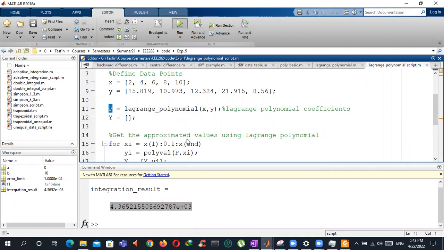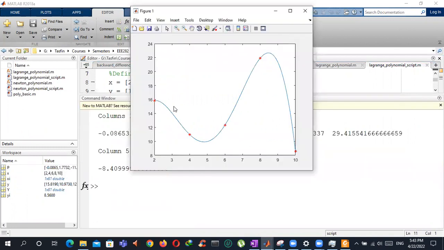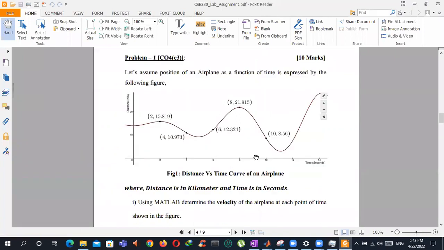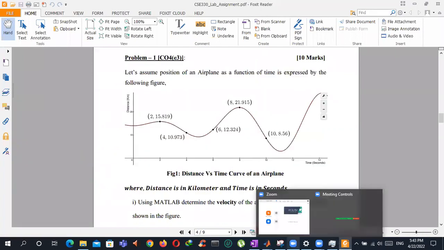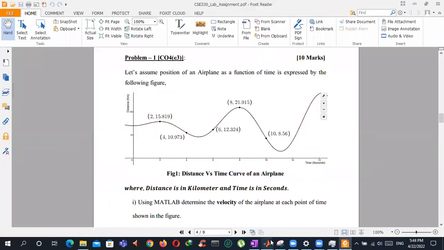If I just run this code, the curve will almost be the same as this curve, right? Not exactly the same, but almost the same. So after getting the curve, we'll have a look, and then we actually need the coefficients.